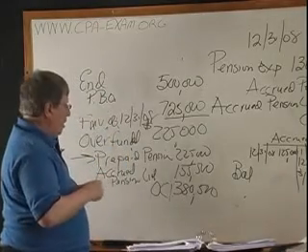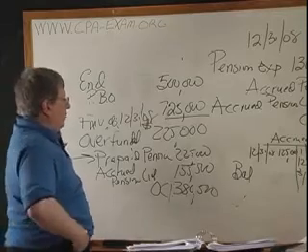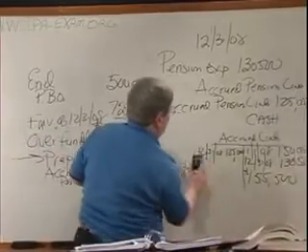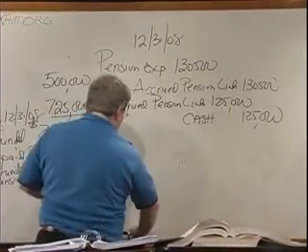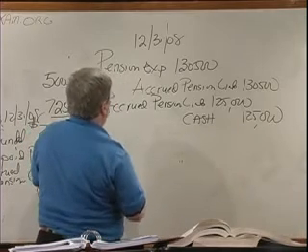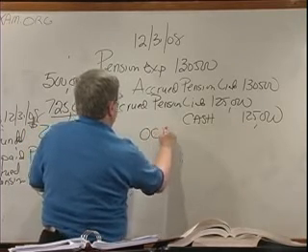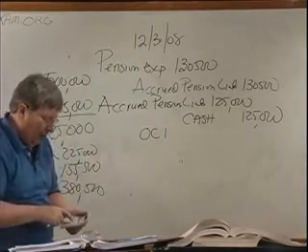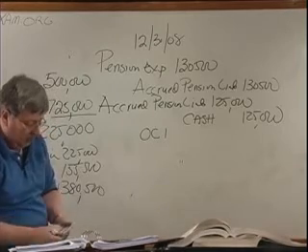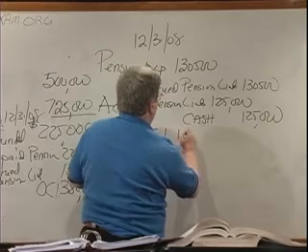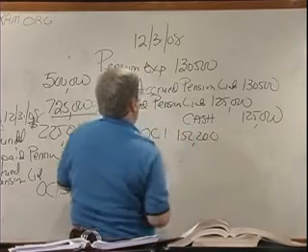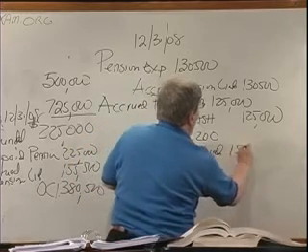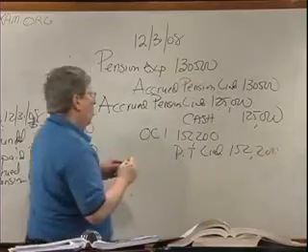Now, the next thing we're going to do is show other comprehensive income net of tax. So let's erase this, and let's assume the tax rate is 40%. We'll debit other comprehensive income by 40% of this $380,500, and that's $152,200. And we'll credit deferred tax liability for $152,200. Now, why are we doing that?